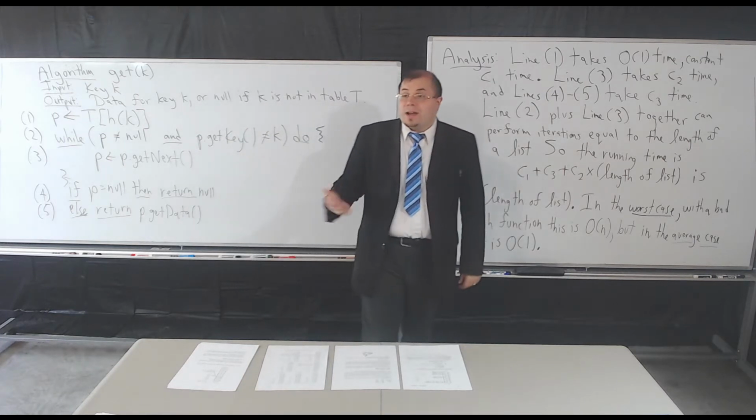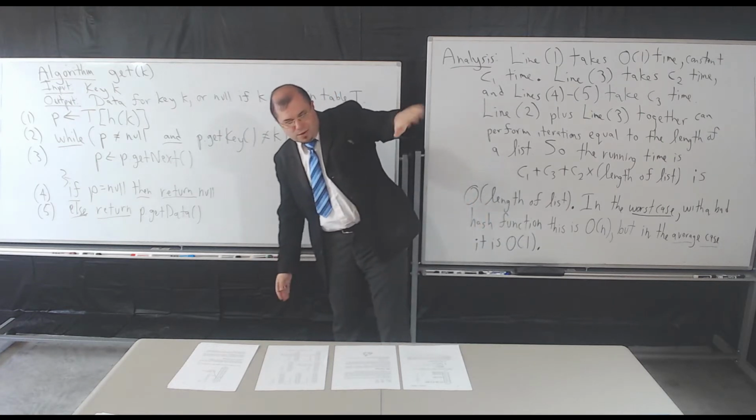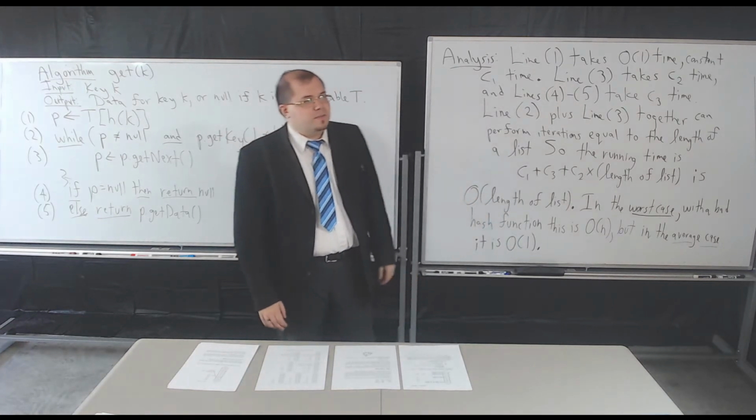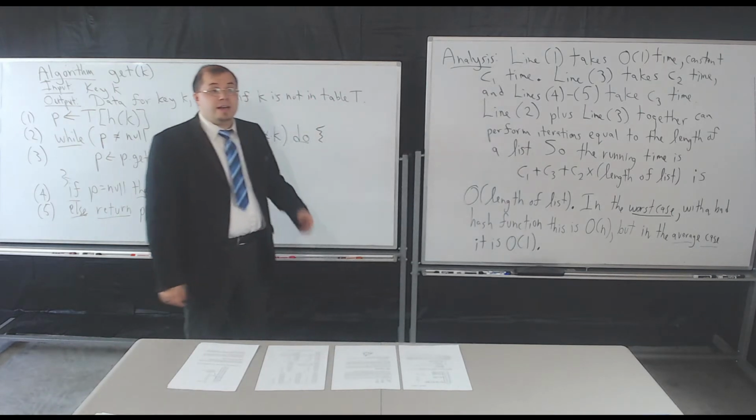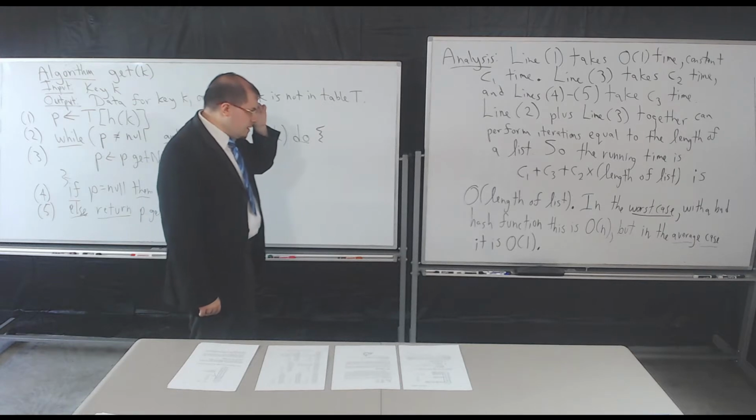However, if I assume that my hash function is good, meaning it's going to try to spread across all of the table uniformly, and I assume my keys are going to be provided such that this is the possibility.